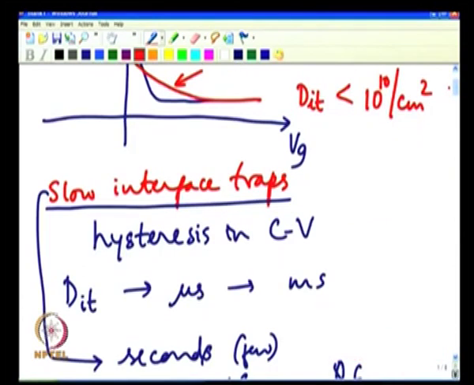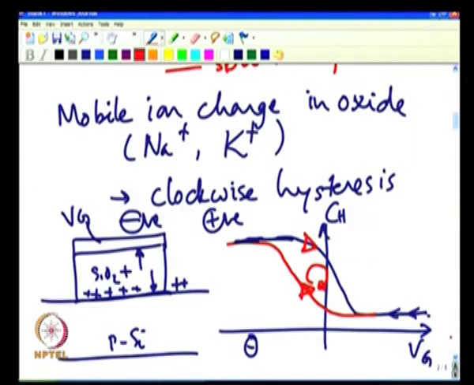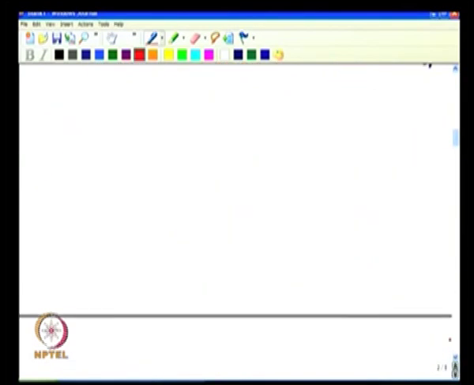Ideally we should not have any hysteresis, forward and reverse should be exactly on top of each other. That would be the ideal condition. You could have fixed charge, fast interface traps, but slow interface traps should not be present, and that is where you would essentially need to optimize your process and make sure that your slow interface traps are eliminated from the system. There are two more, rather three more non-idealities that I wanted to discuss.